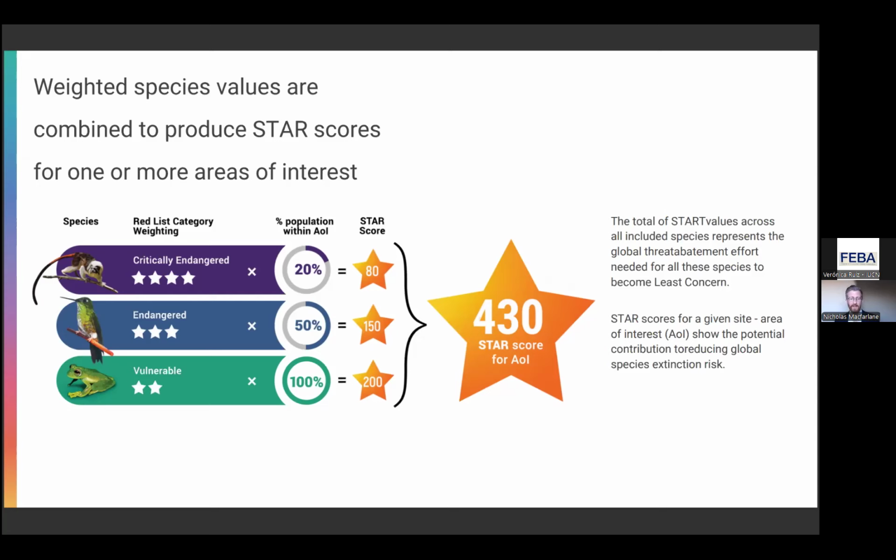So if you look at this slide, you see that the vulnerable frog has a lower weighting, but because it has 100% of its range in the area of interest, it's weighted by 100%, whereas the critically endangered monkey gets a rating that's weighted higher than the frog, but it only has a smaller percentage of its population or range within the area of interest, and so it's multiplied proportionally. All of those are then added up to give you the STAR score for the site. And this is how it works to calculate the STAR score at any site of any size anywhere in the world. Next slide, please.